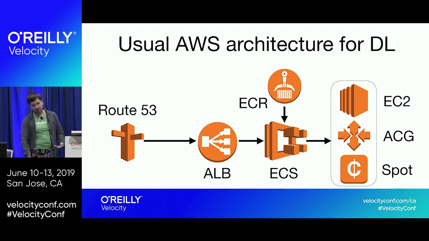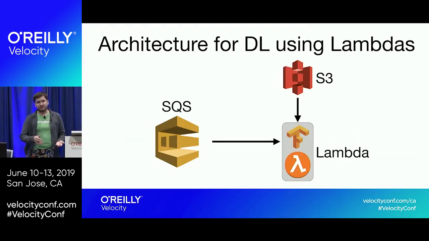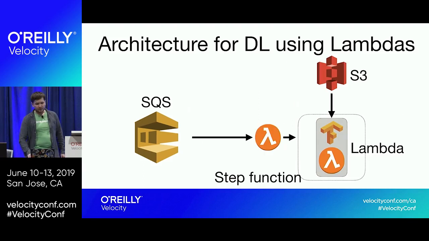Same architecture, same application, just using serverless: just API Gateway, Lambda, and the model on S3. That's all. You can use not only API Gateway, you can actually use something like SQS, like a queue, if you have a lot of tasks and you want to batch your jobs. And you can use SQS together with Lambda to connect SQS to Step Functions.